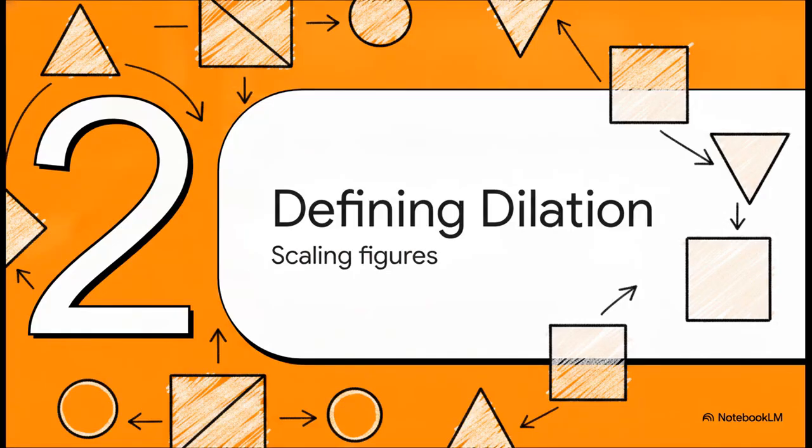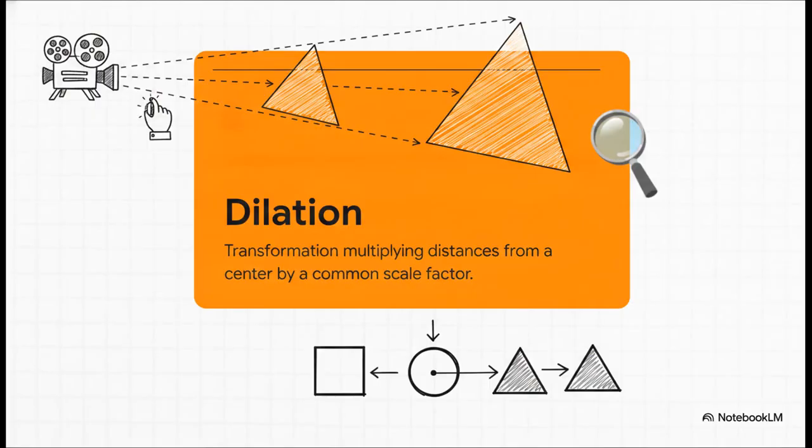All right, moving on to Section 2, defining dilation and similarity. We're about to add a seriously powerful new tool to your geometry toolkit. Meet the dilation. Mathematically speaking, a dilation is a transformation that moves each point along a ray emanating from a fixed center, and it multiplies the distances from that center by a common scale factor.